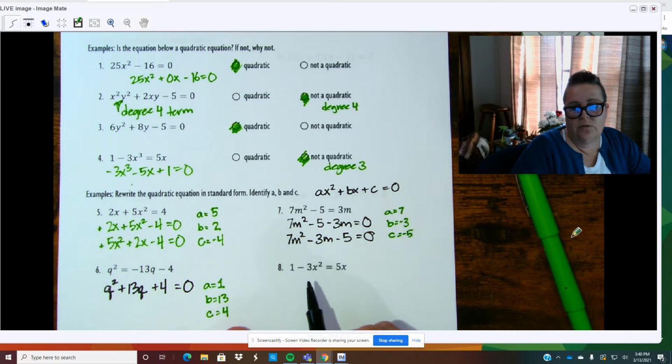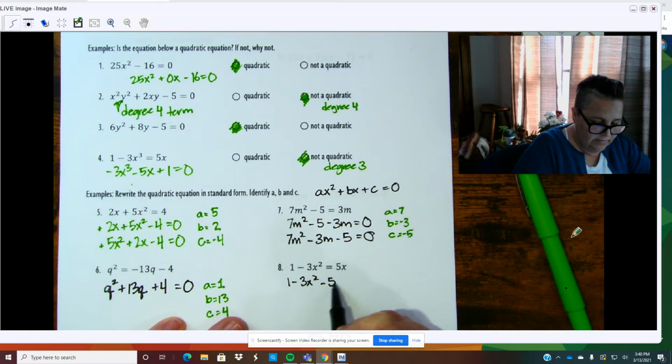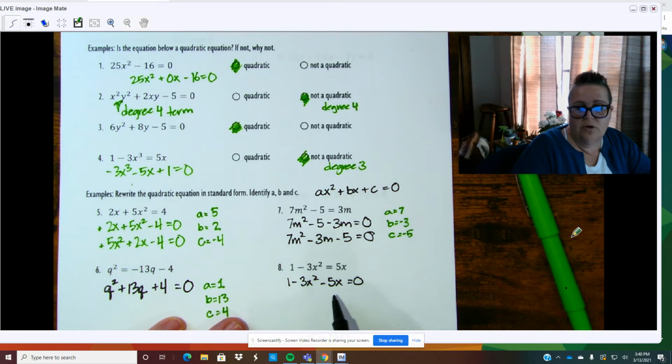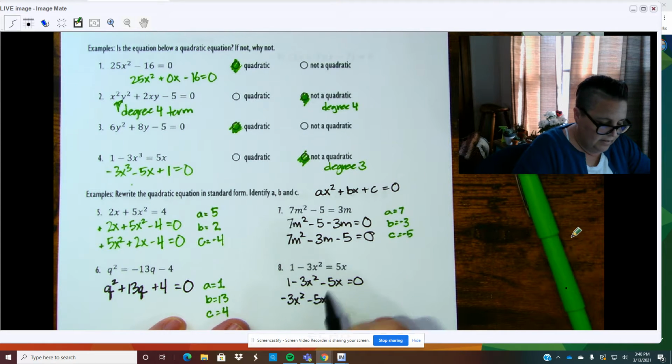Last one for reordering, number 8. I have 1 minus 3x squared is equal to 5x. So I'm going to subtract that 5x over. I'll have 1 minus 3x squared minus 5x is equal to 0. This is the wrong order. That 1 needs to come after the 5x. So this is going to be negative 3x squared minus 5x plus 1 is equal to 0.